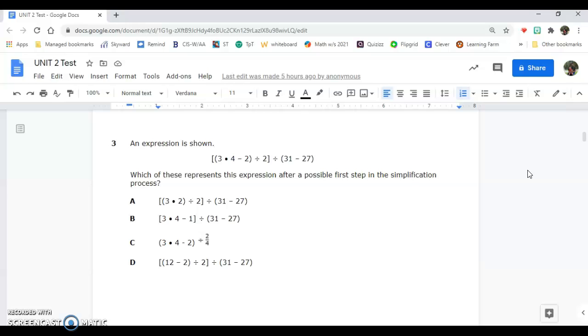Number 3. An expression is shown. Which of these represents this expression after a possible first step in the simplification process? Which of these represents the first expression after a possible first step in the simplification process?